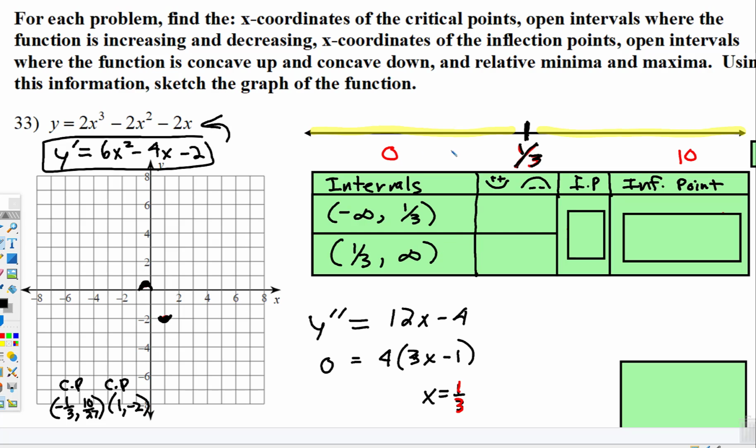All right, then we're going to pick two random numbers on either side of positive 1/3. 0 is always an easy one if you can use it. And I'm going to go ahead and plug it into this part right here. Well, 12 times 0 is 0. 0 subtract 4 is -4. Well, that's a negative number, so we know this is concave down. I'm going to go ahead and put that here. And then I'm going to put positive 10. Well, 12 times 10 is 120. 120 subtracted by a small number is still going to be positive. So this is concave up.